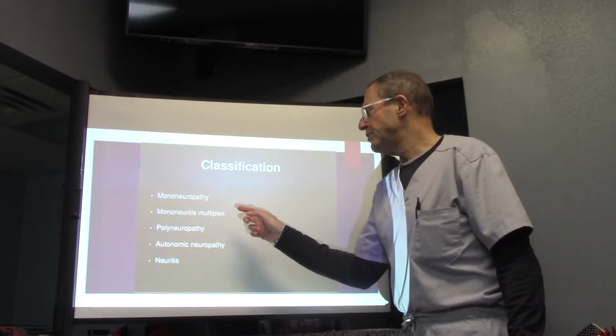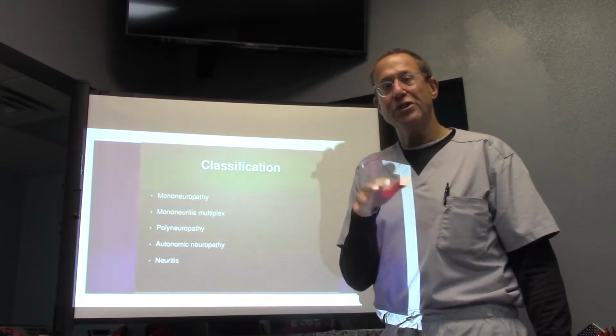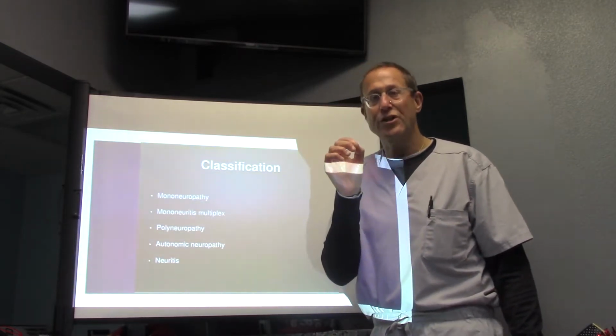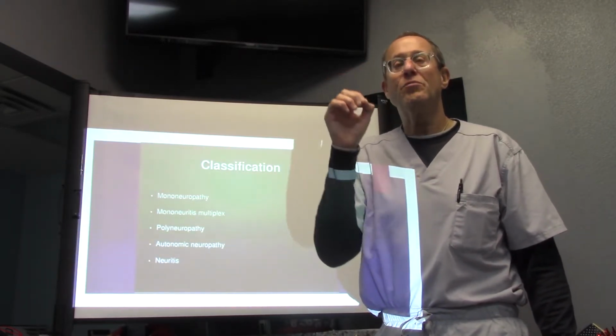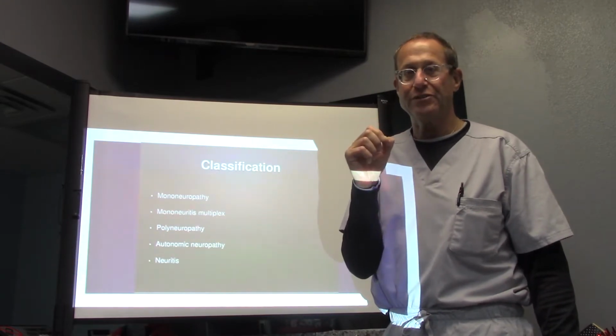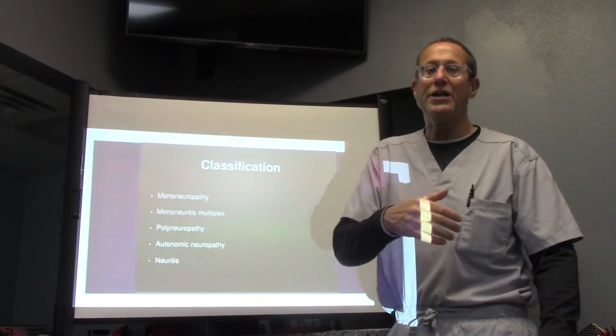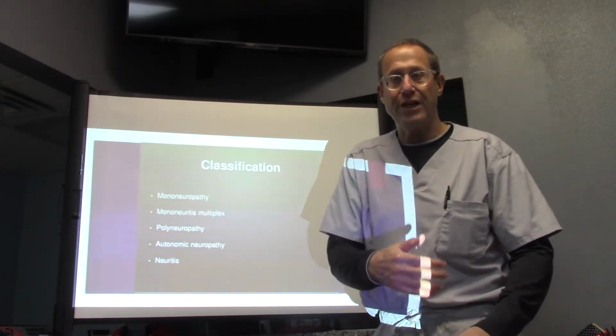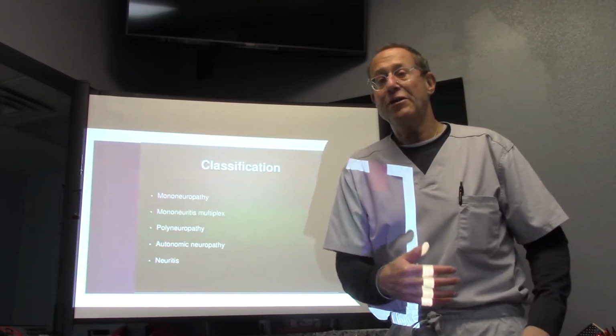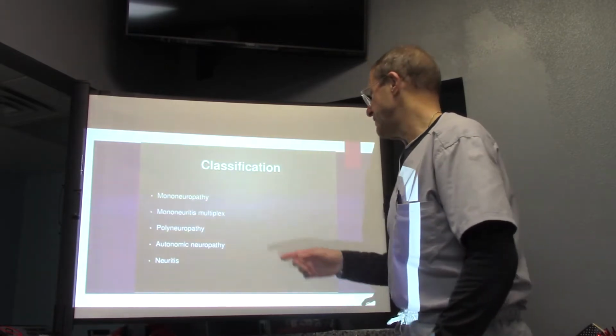Mononeuritis multiplex, which is kind of confusing because it is affecting one nerve, but a number of different nerves, and I know that sounds strange. In other words, they're not related. So it could be in different parts of the body. You can have a mononeuropathy in your hand or in your wrist, and a mononeuropathy in your leg.